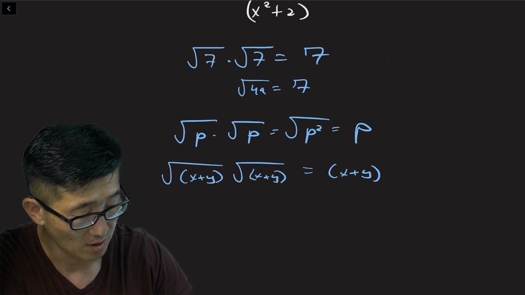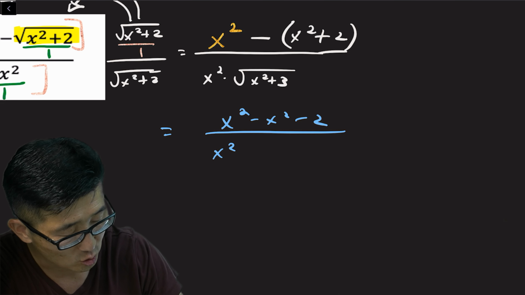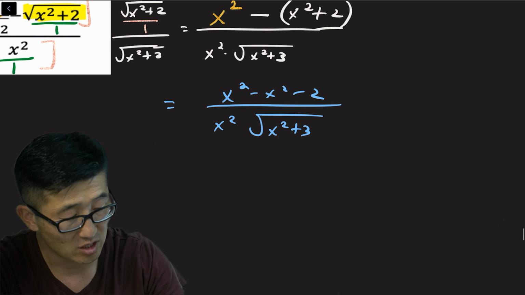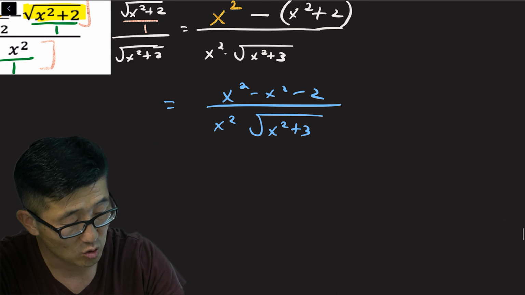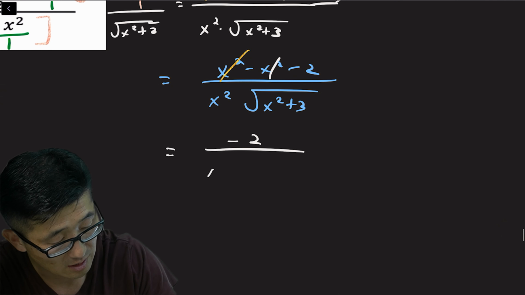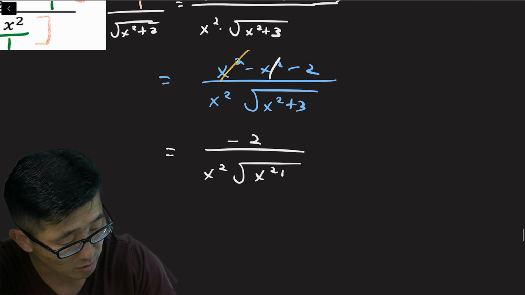Okay, all right, so what do we have? We have this. Now distribute the negative sign. So we got x squared minus 2 over x squared radical x squared plus 3. The x squares cancel. Wait. Oops. See, I'm going delirious now. Okay, because when you're hungry and doing math, it's not good. X squared, square root of x squared plus 3.